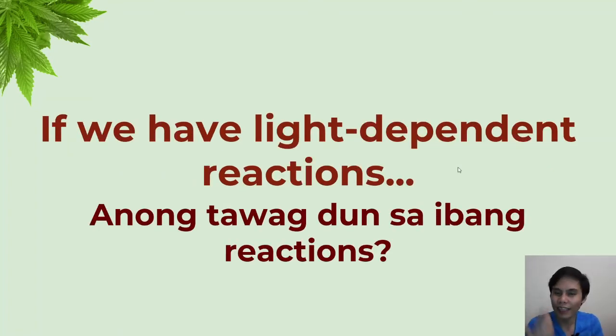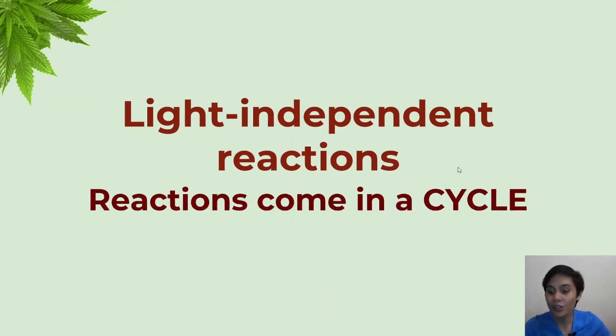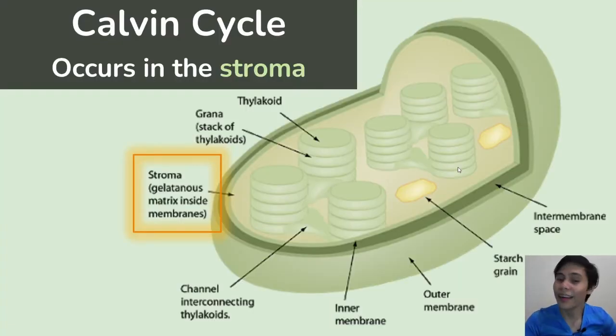So if we have light-dependent reactions, we should, of course, have light-independent reactions. So these are reactions that are part of photosynthesis and don't need light. Just because it's light-independent doesn't mean it has to be in the dark. It just means that it doesn't care whether light's there or not. So these reactions come in a cycle, which is called the Calvin cycle.